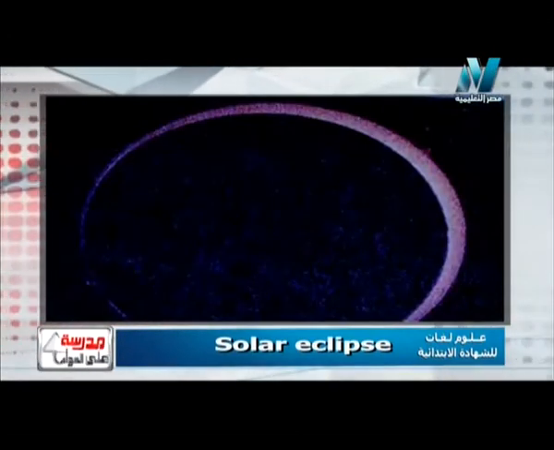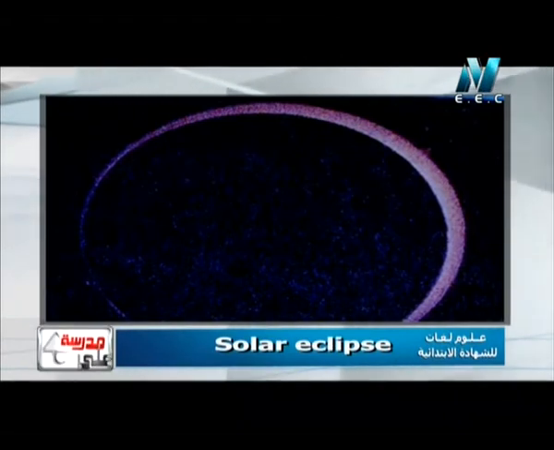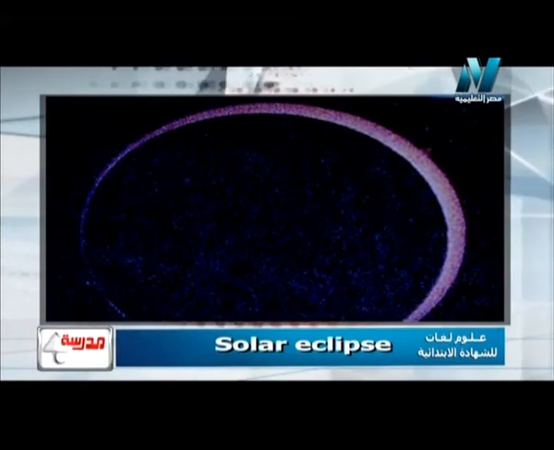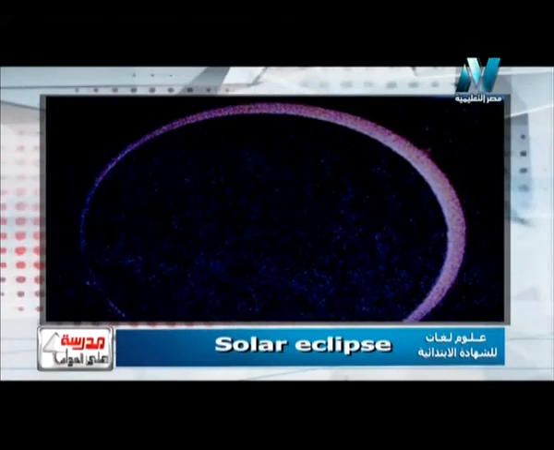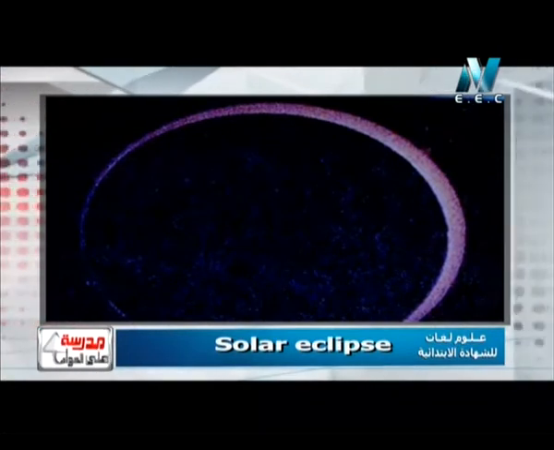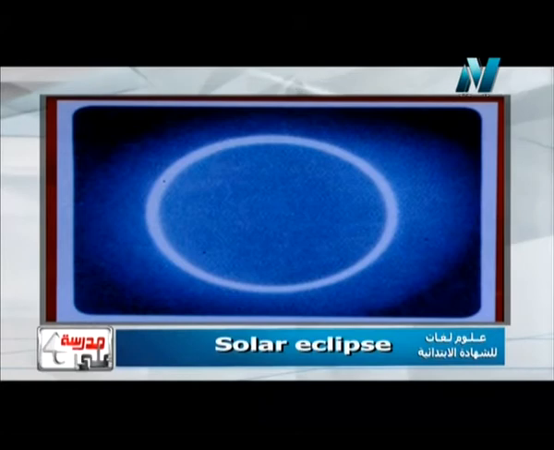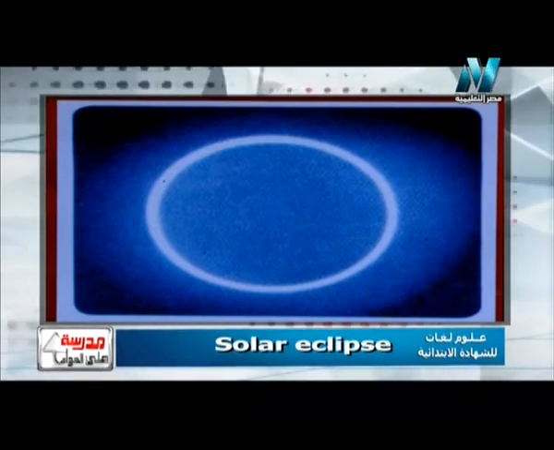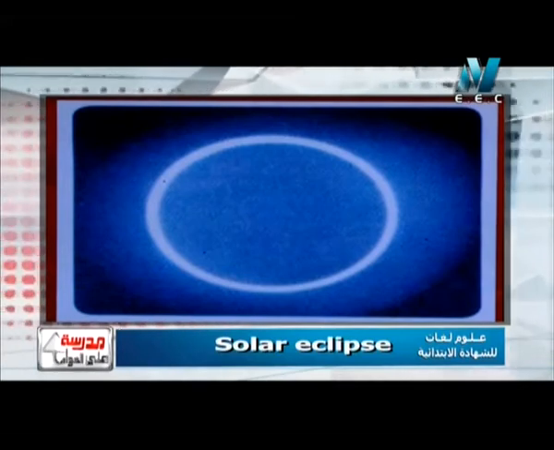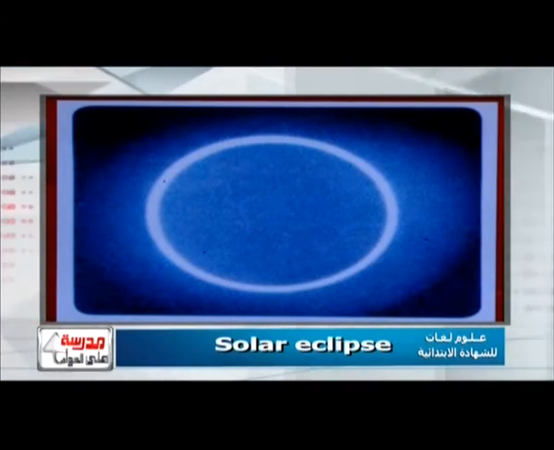Here I can see the image only of the lighted ring of the sun. Why? Because the moon covers almost or nearly all the disk of the sun. Here another picture of the third type, we called it annular solar eclipse, because the moon covers almost or nearly all the sun, so we can see only the lighted ring of the sun.